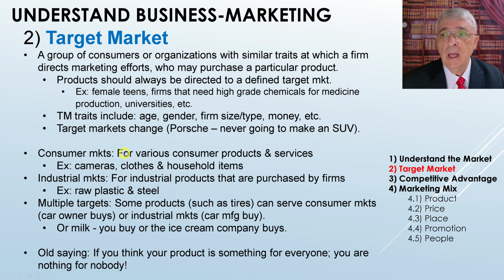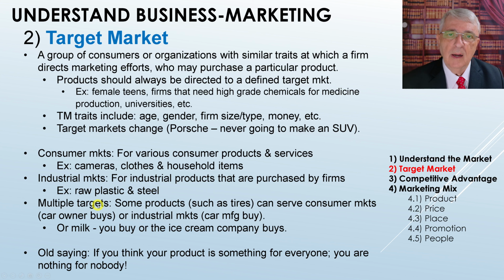Consumer markets. Now, this is what you and I typically buy for our homes. They are the various consumer products. They could be cleaning products, things like everything from bed sheets, towels, clothes, shoes, and so on. Then there are industrial markets, and these are industrial products that are purchased by firms. They're going to be things like rolls of sheet steel, aluminum ingots, and so on, raw plastic, steel, so on.